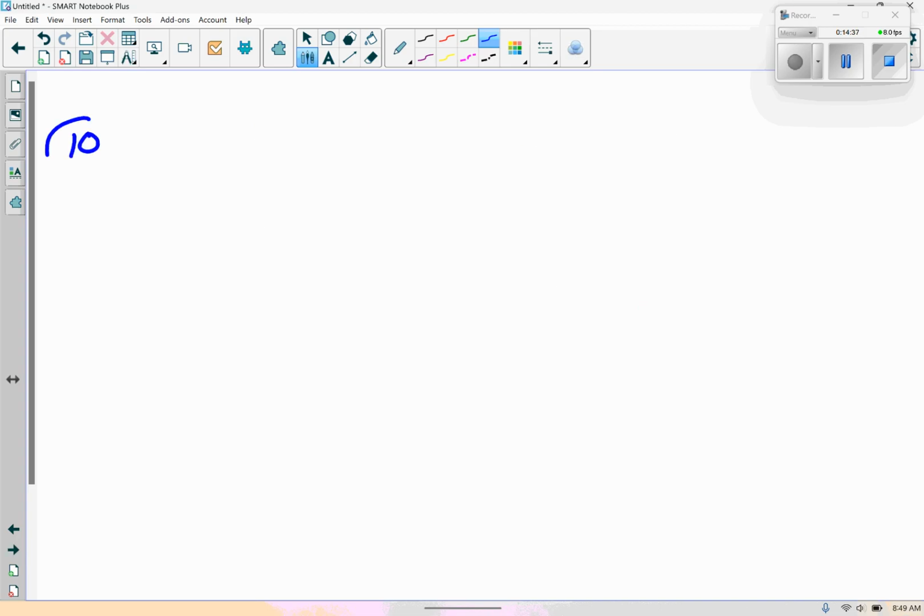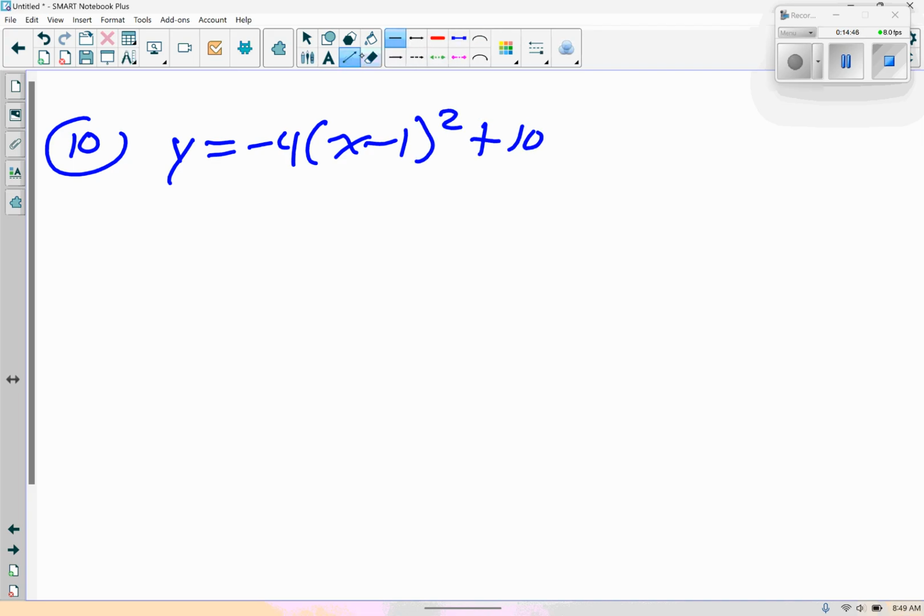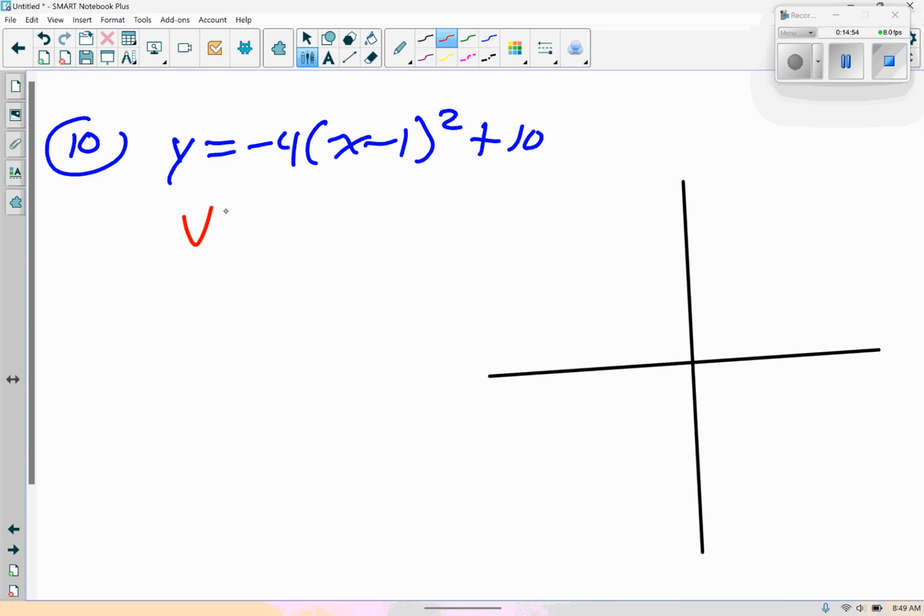Number 10, y equals -4 times (x minus 1) quantity squared plus 10. Make our xy axes. So my vertex is going to be at 1 comma 10. So remember, opposite, same. So 1 comma 10.